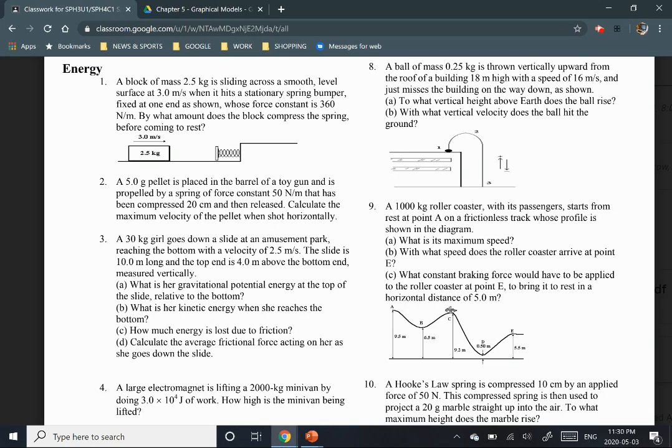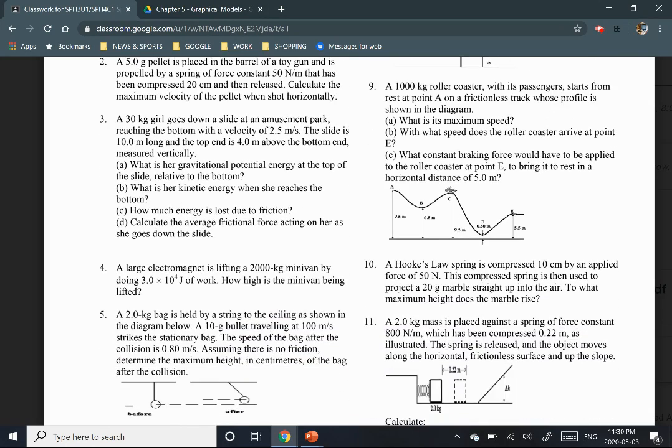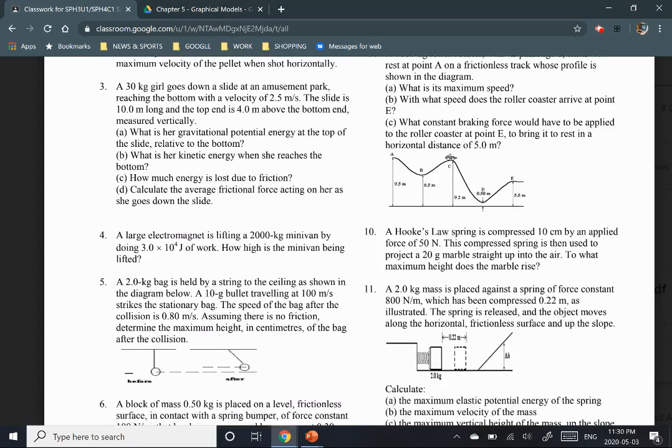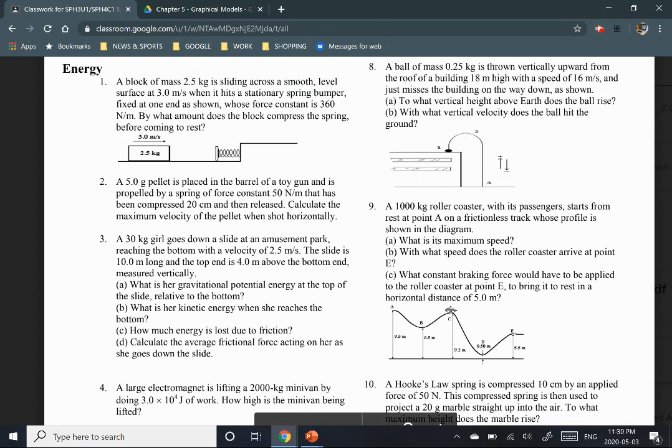All right, so that's going to be all for now. Just try and get up to number 5 by Wednesday, and then we'll do 6, 7, 8, 9, 10, 11 on Wednesday, Thursday, Friday.